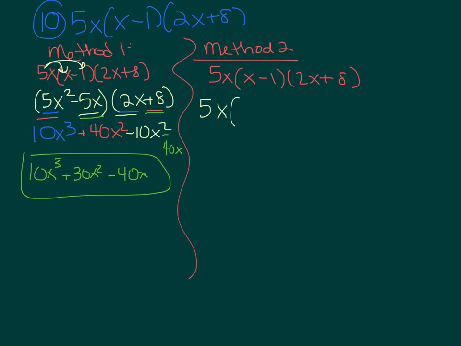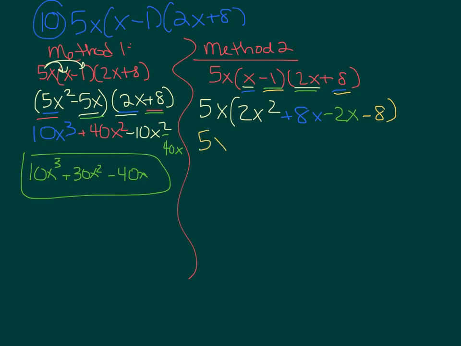So if you do this, you start with x times 2x, which gives you 2x squared, followed by x times 8, which gives you plus 8x. Next is going to be negative 1 times 2x, which gives you negative 2x. And finally, negative 1 times 8, which gives you minus 8.